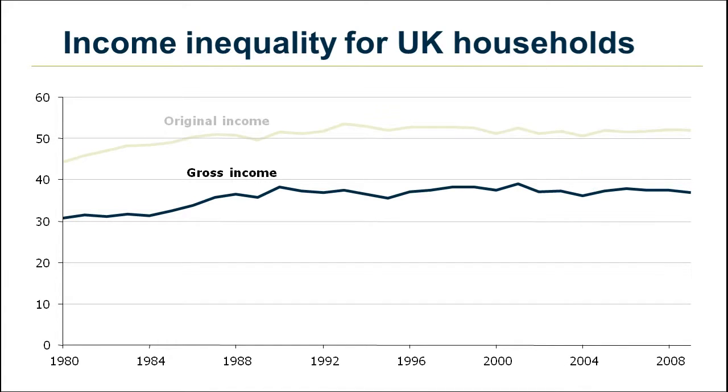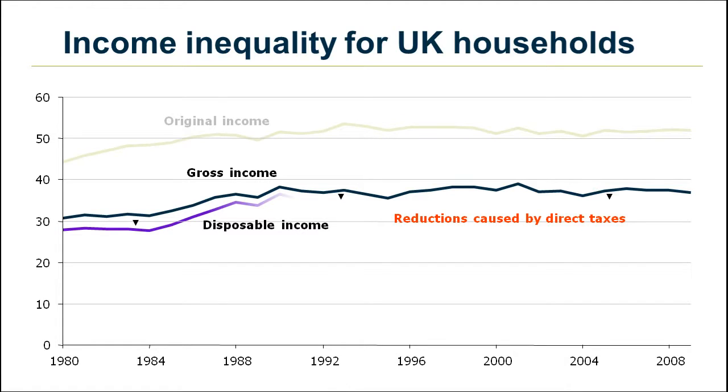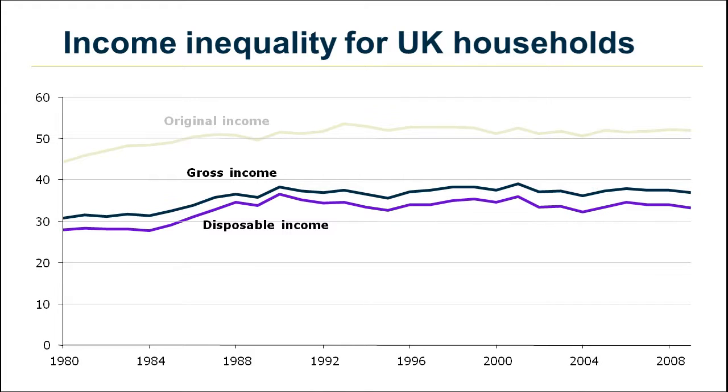Like cash benefits, direct taxes also reduce the level of income inequality. This is because richer households tend to pay more of their income in direct taxes than poorer households do. However, the reduction in inequality caused by direct taxes is smaller than the reduction caused by cash benefits. In 1980, direct taxes reduced income inequality by 3 percentage points, and in 2009, the reduction was 4 percentage points.